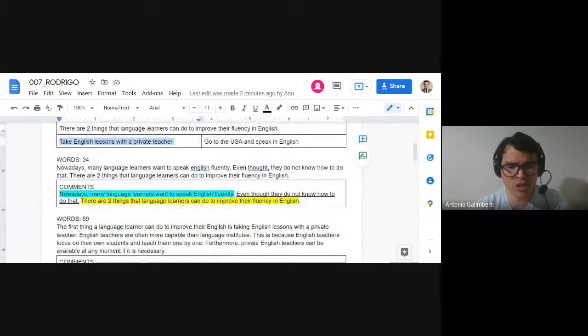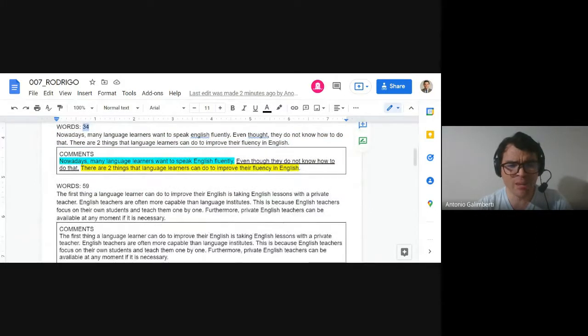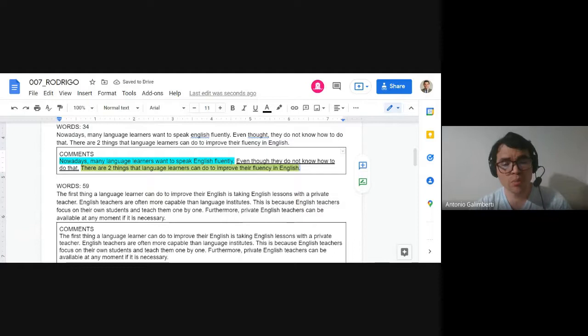This is the original introduction. If you do the count of the words, you have 34 words. And you can see that there's a hook. Like, nowadays, many language learners want to speak English fluently. Yeah, that's awesome. Then the thesis statement is here. There are two things that language learners can do to improve their fluency in English. Great. So this thesis statement is telling us what his two points are going to be.